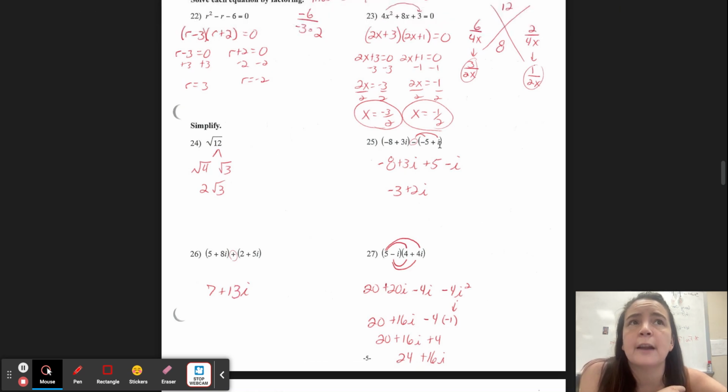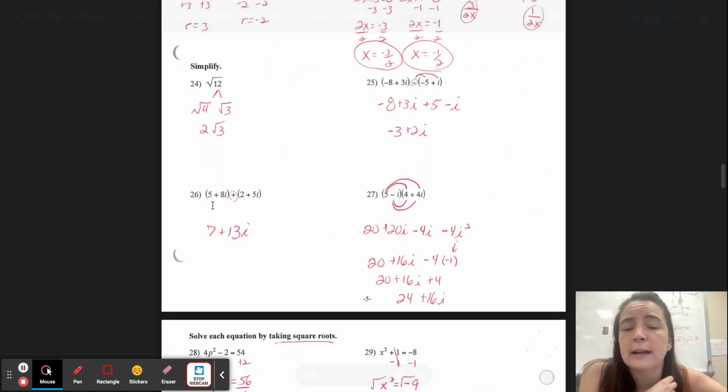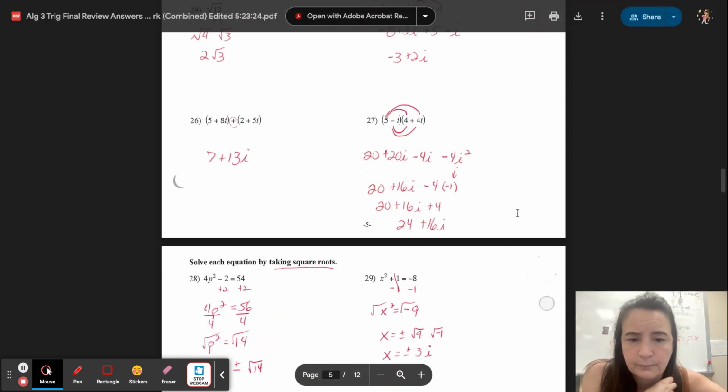We're going to treat i like a variable. We know that i stands for imaginary numbers, but when we're adding and subtracting, it's just another variable. Please be careful. This has a negative, so you do distribute the negative. Then we're just going to collect like terms, and your answer is going to be -3 plus 2i. For number 26, it's addition. That's even easier. Again, you just collect like terms.